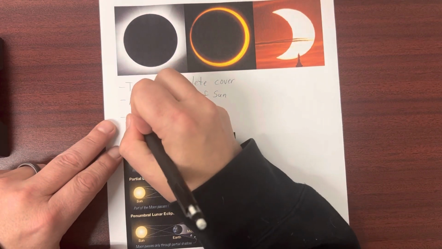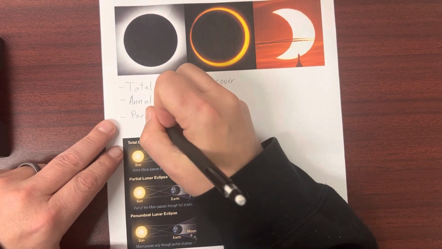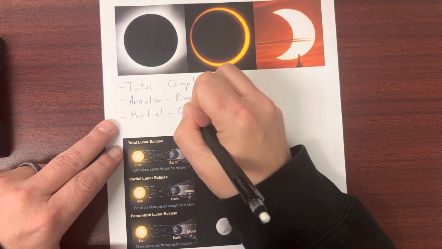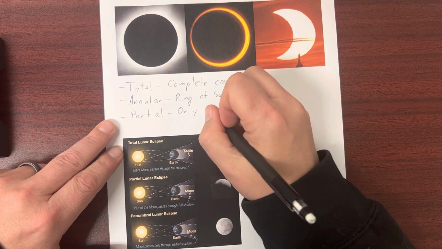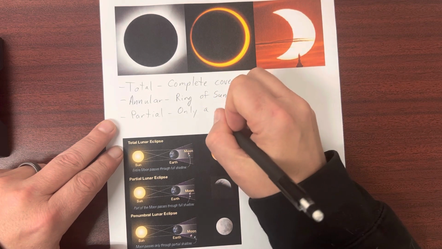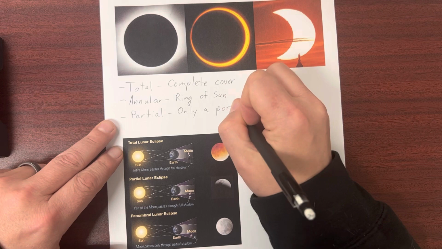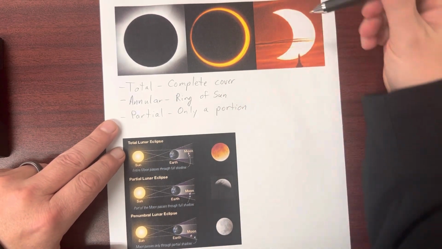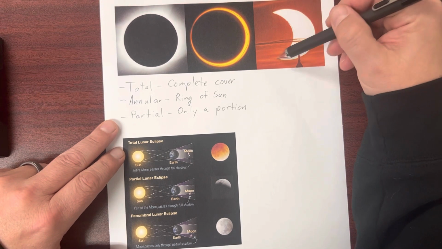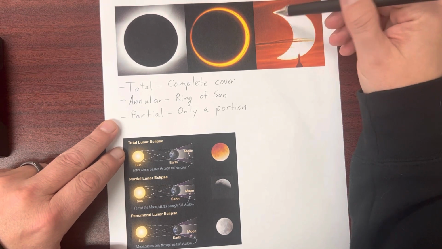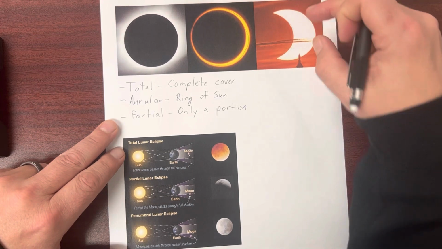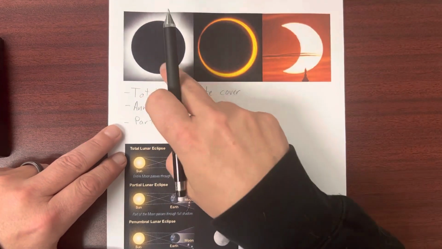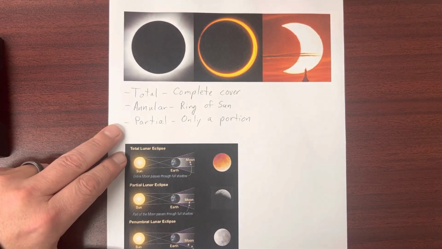And then the last one is a partial solar eclipse. And what happens with a partial is only a portion of the sun is covered, and it never goes complete. So in a partial, you have the moon slide past the sun, but only a small amount. It doesn't go completely over. Partials can be seen from more areas of the world than the total eclipse can.